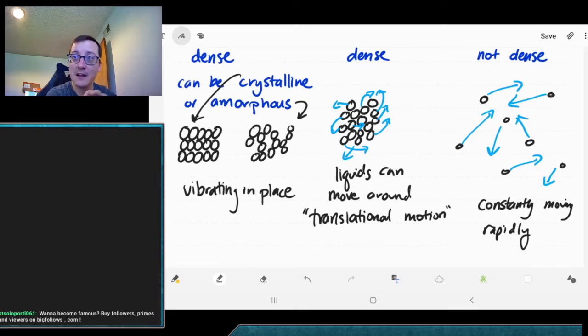So we see that all these solids and liquids, the atoms are close together. So they're dense. There's a lot of them in a given space. But the gases, on the other hand, they're really far apart. They're moving constantly, so it's going to be not dense as a result. Movement is random, at least if they're just sitting there.